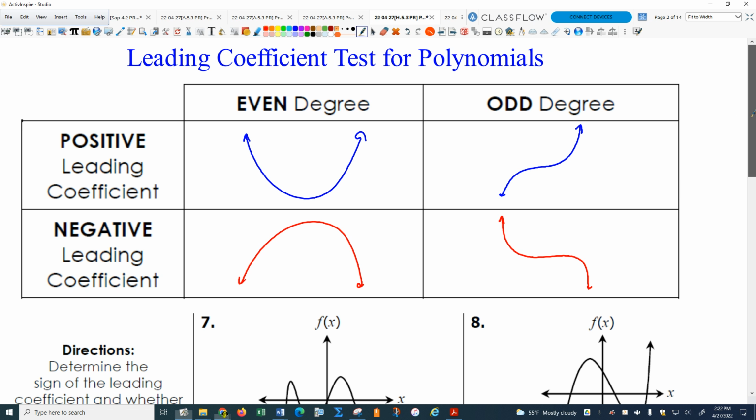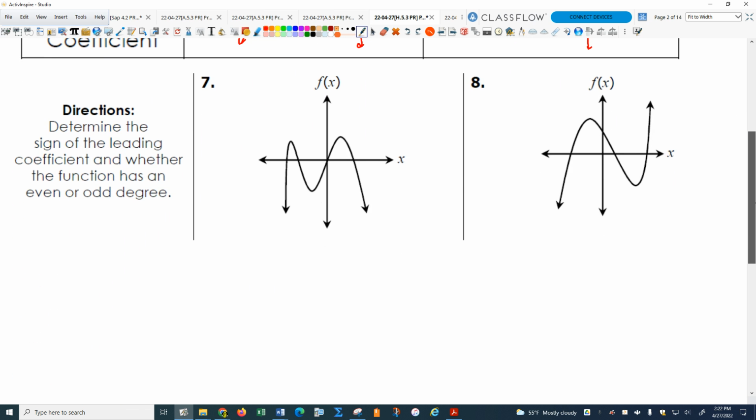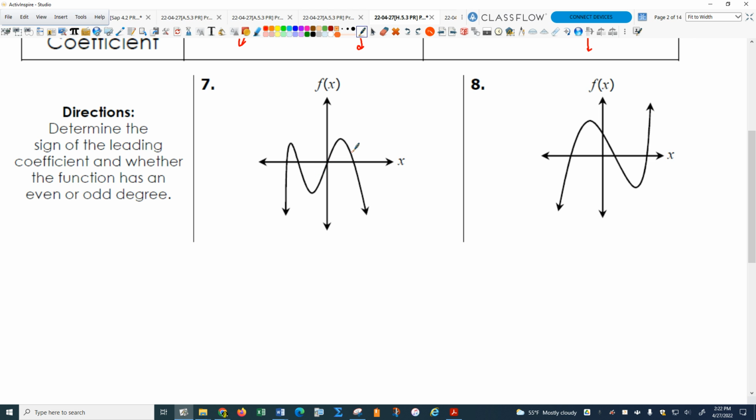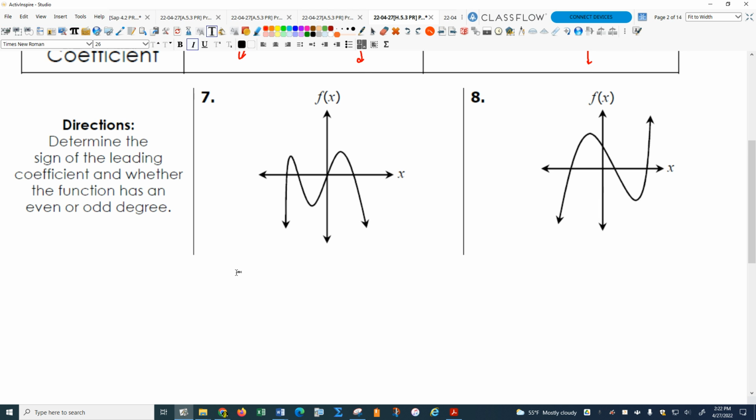Okay, so let's try this a little bit then. I want you to determine for these graphs here then, for number 7 and number 8, I want to know, it's a complicated polynomial, but we don't care about that. I just want to know what's the sign of the leading coefficient, and is it an odd or even degree polynomial? Ooh, that's pretty big. So what do you think for number 7? What's the sign going to be?